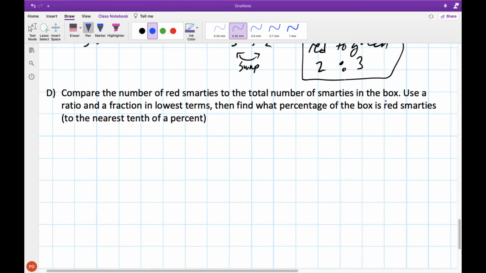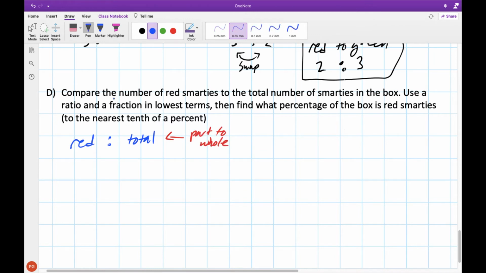Finally, we want to compare the number of red Smarties to the total number of Smarties in a box. We're going to use a ratio, a fraction, and then find what percentage of the box is red Smarties to the nearest tenth. So that's a lot there. Let's first start with the ratio of red to total. Keep in mind, this is an example of a part-to-whole ratio.